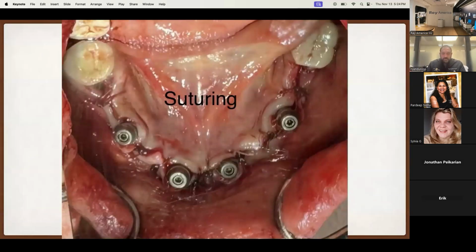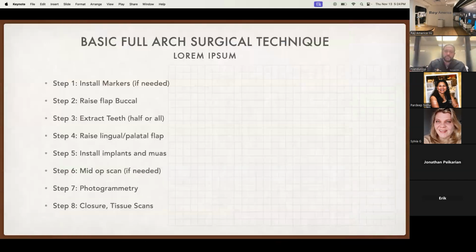After the photogrammetry measurement, just like we did for the maxilla, we're going to come back and now suture the lower jaw and take a tissue scan record with those same caps.